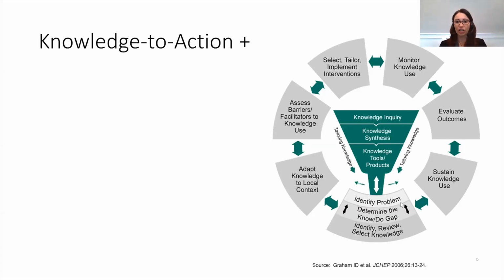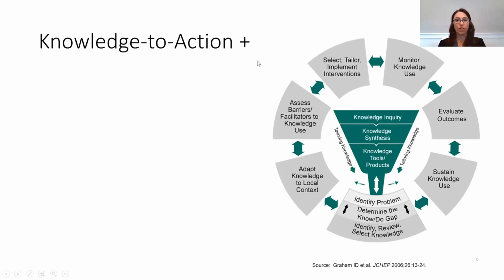The outside of the figure includes 7 phases to guide implementation. Now, in the first phase, it's important to determine the know-do gap, and this is very similar to assessing the quality gap as well. The second phase is adapting knowledge to the local context, and then assessing barriers and facilitators of knowledge use, selecting, tailoring, and implementing the implementation strategies or knowledge translation interventions, monitoring knowledge use, evaluating outcomes, and sustaining knowledge use. Now, an important thing to note about the action cycle is that there are bi-directional arrows between each of these phases, meaning that you can go forward or backward through the action cycle, and you may actually even do more than one phase at one time.